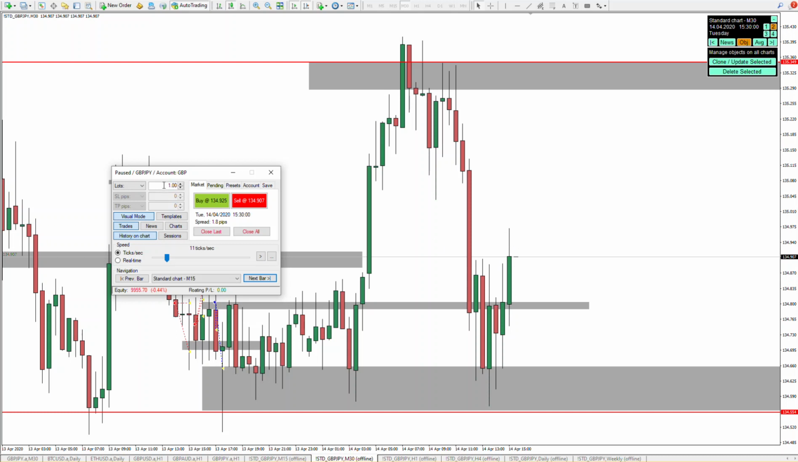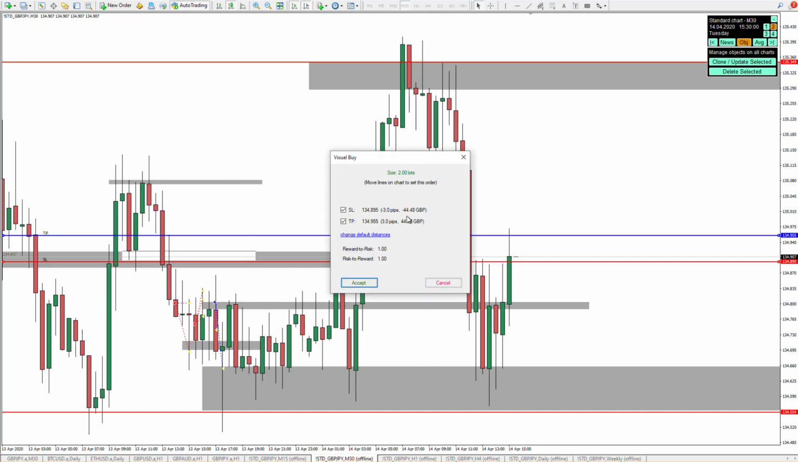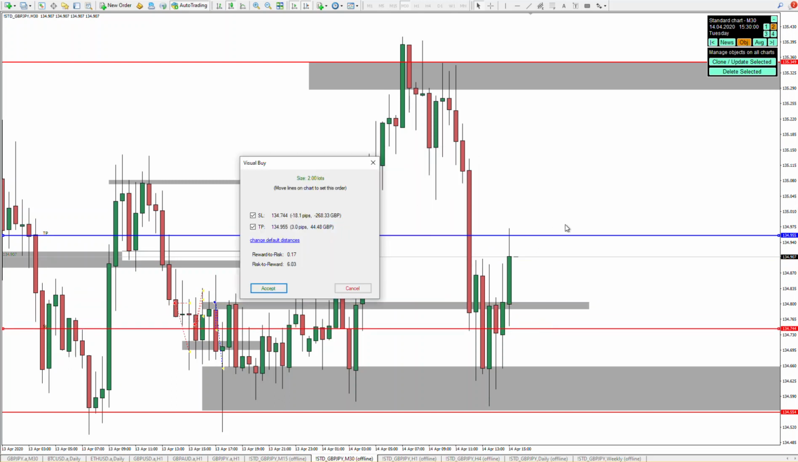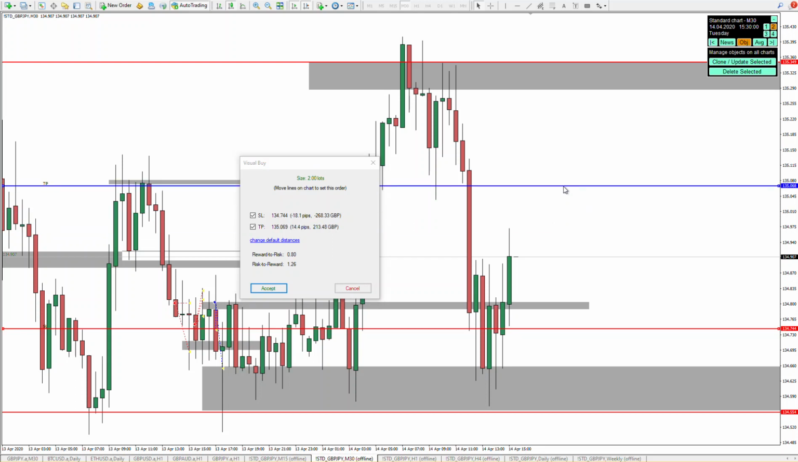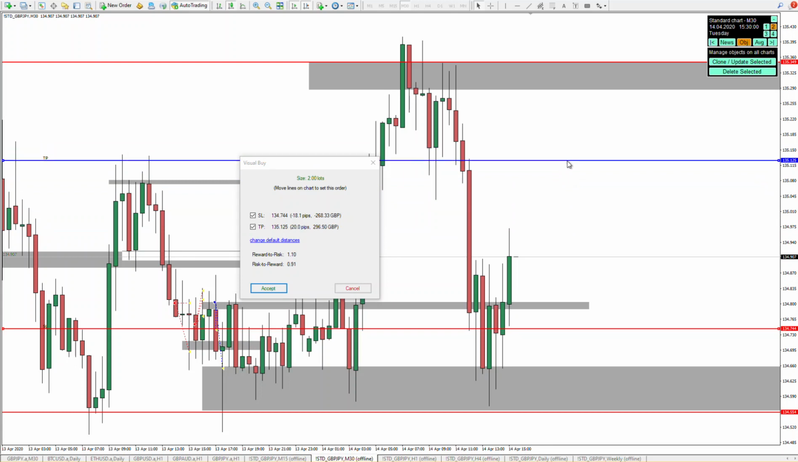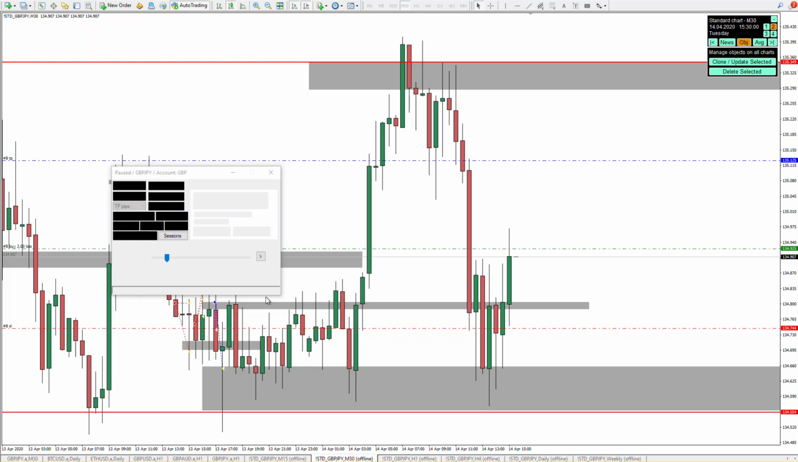So let's go for 2% risk to buy. Stop below here. TP like here. Should work. 1 to 1.2, let's put it there. Should work. Accept.